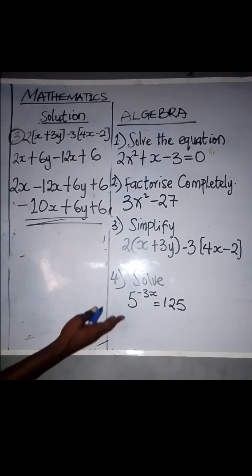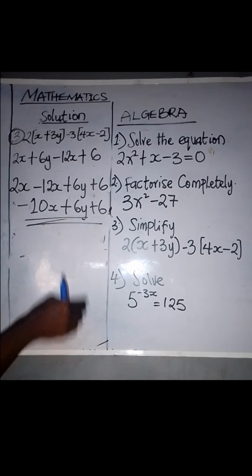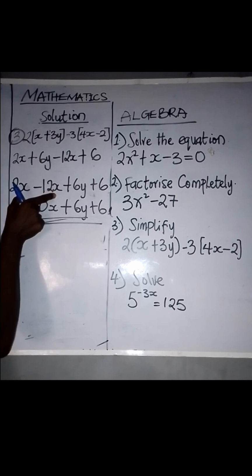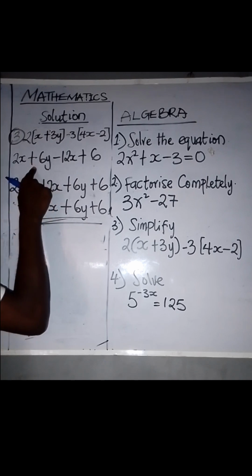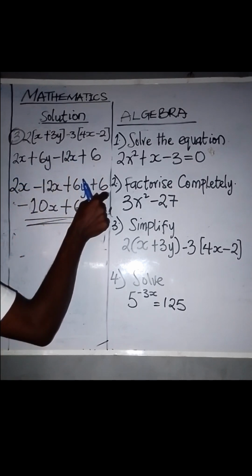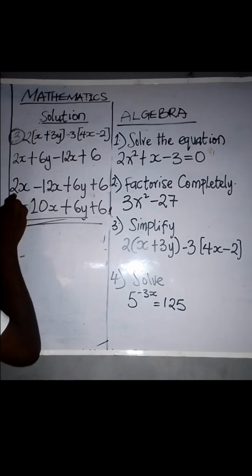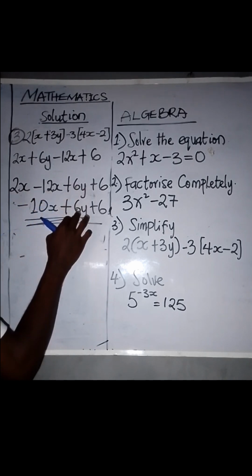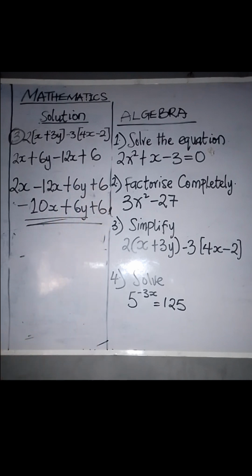Since they say I should simplify, that means I have to simplify to the lowest. Now we have a 2x here and 12x, so they have to come together. I'm rearranging this particular question. Then I have my 6y, then my plus 6. Then 2x minus 12x gave me minus 10x, then plus 6y, then plus 6. So this is my answer to question number 3.